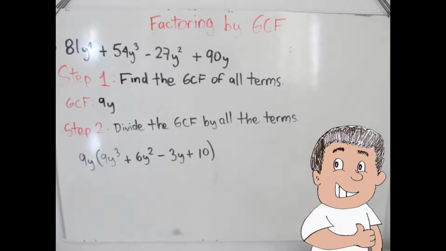You put first the 9y, that is the GCF of all the terms, and then you put a parenthesis, and then you divide 81y to the fourth power over 9y, that is 9y to the third power. Then 54y to the third power over 9y is 6y to the second power, and minus 27y to the second power over 9y is minus 3y, and finally plus 90y over 9y, that is 10.